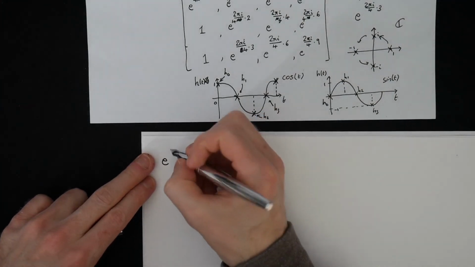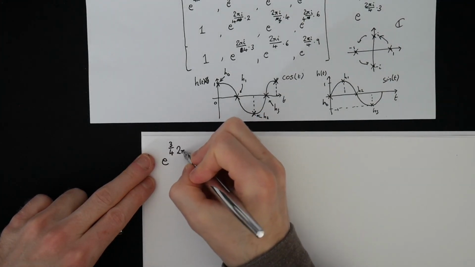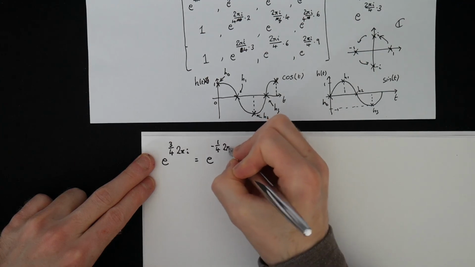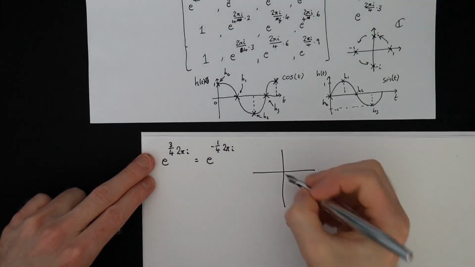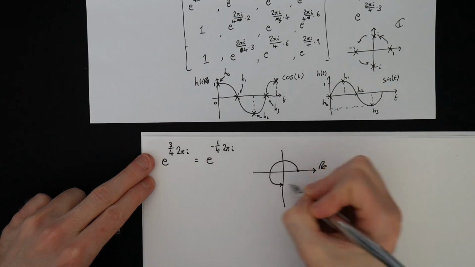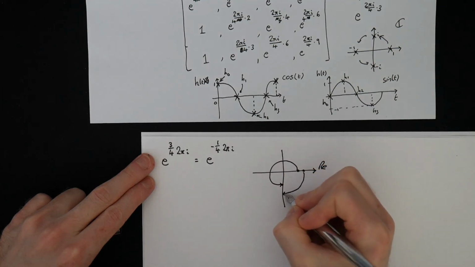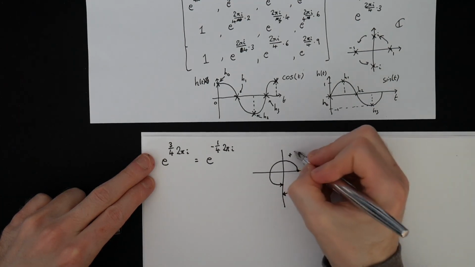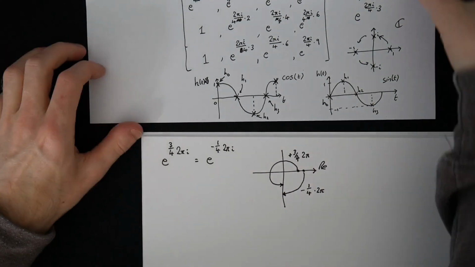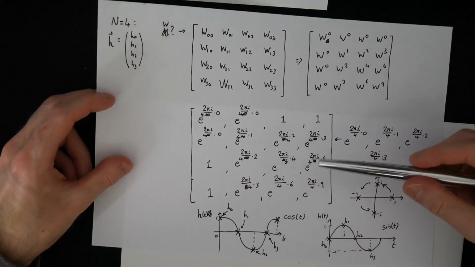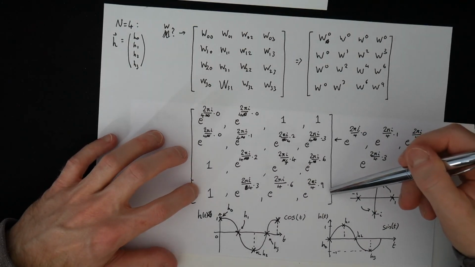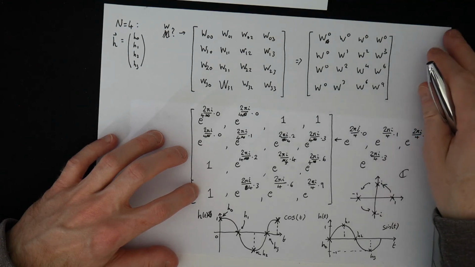So the higher frequencies, let's say this, e to the 3/4 of 2 pi is the same as e to the -1/4 of 2 pi. Right? Because if I go from here and rotate around to here, that's the same as going here and doing a negative rotation like that. So it turns out that once you go beyond halfway through your matrix, your higher frequencies are actually equivalent to smaller negative frequencies.